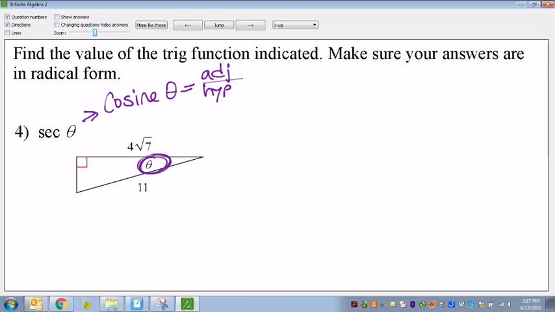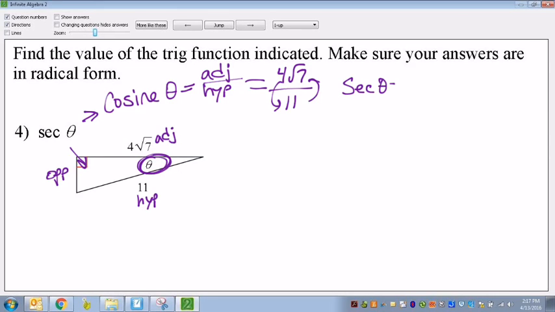There's my angle. Let's label the sides. Farthest away is opposite. The 11 is hypotenuse because it's opposite the 90-degree angle. And 4 radical 7 is the adjacent. Hey, we have it. Cool. Let's go ahead and write it. So 4 radical 7 over 11. Awesome. But remember, I don't want cosine, I need secant. So these need to switch spots on me here. So secant of theta equals 11 over 4 radical 7.